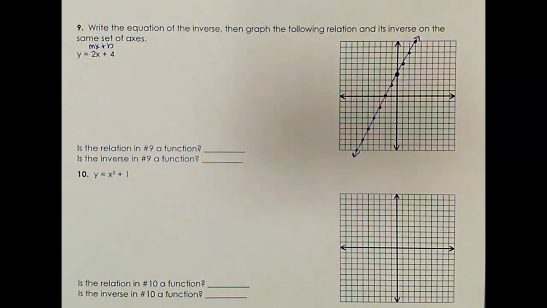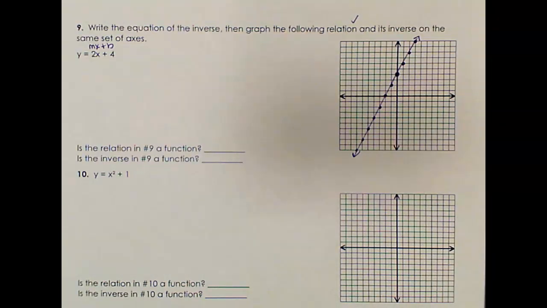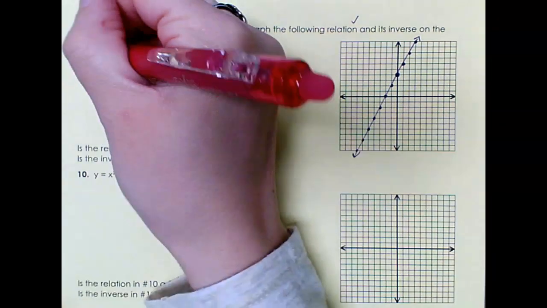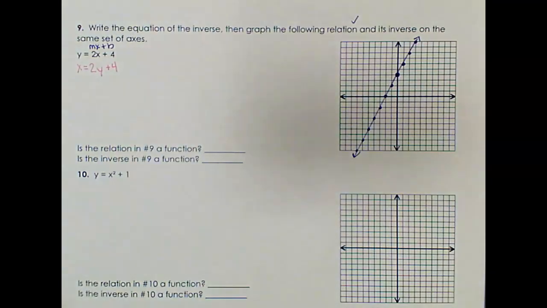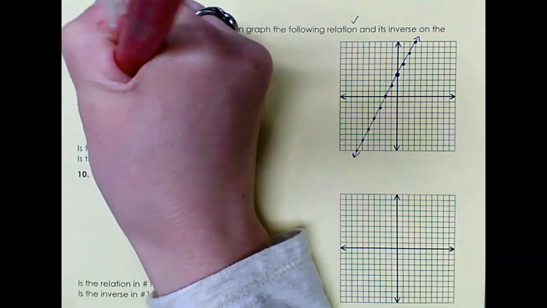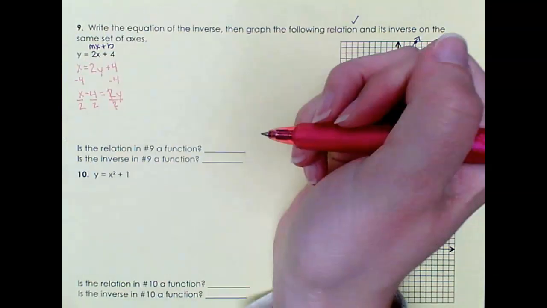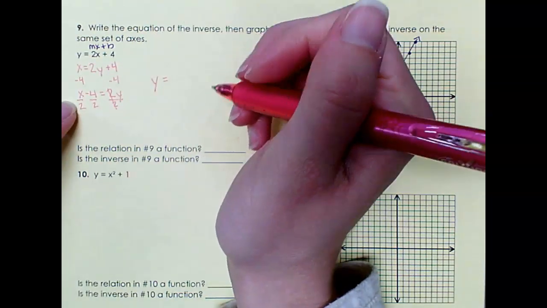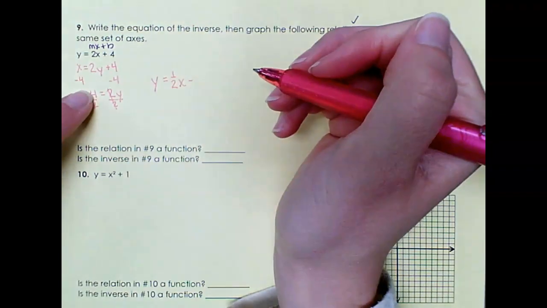Now, my next job is to find the inverse, because we had the equation, we graphed the relation, but now we need to write the equation of the inverse and graph the inverse. So I'm going to switch x and y. I'm going to solve for y so that I can graph this inverse. So I'm going to move the constant, and I'm going to divide everything by 2. I have y equals 1/2 x minus 4/2, which is just 2.